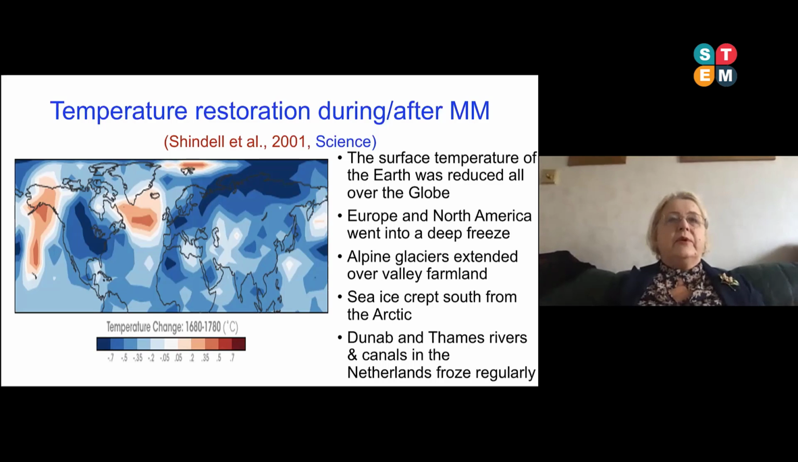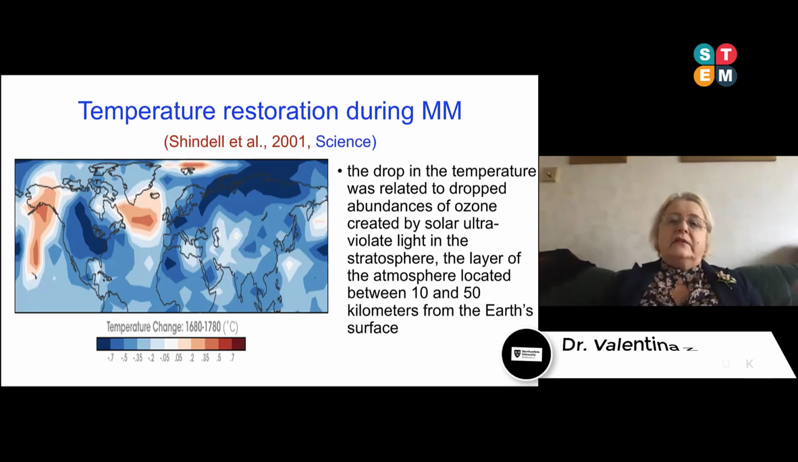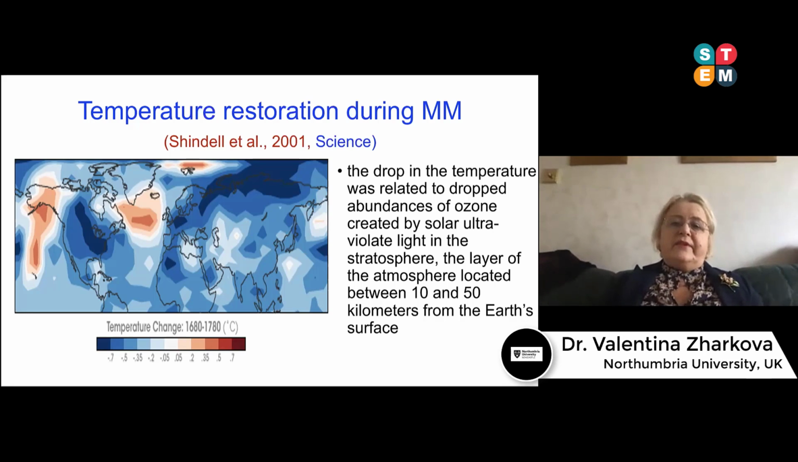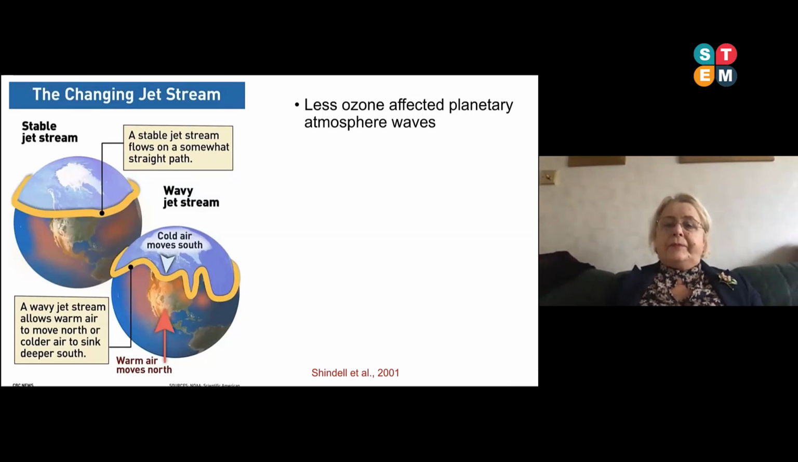This was because of 6 cycles of minimum solar activity. The drop of temperature was related to the dropped abundances of ozone created by solar ultraviolet light in the stratosphere. So the ozone layer is the layer in the atmosphere about 10-50 kilometers above the Earth's surface. And what happened, less ozone would affect planetary waves.